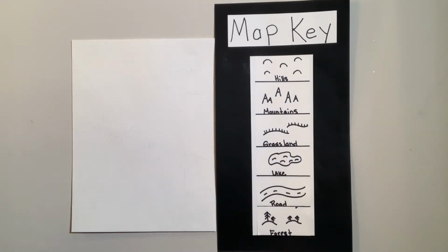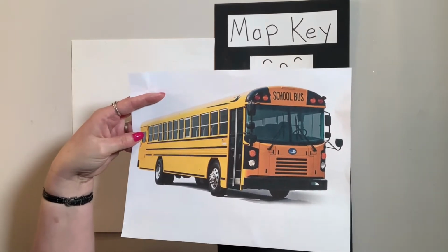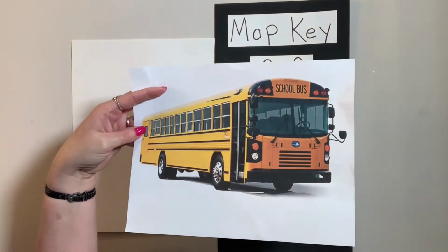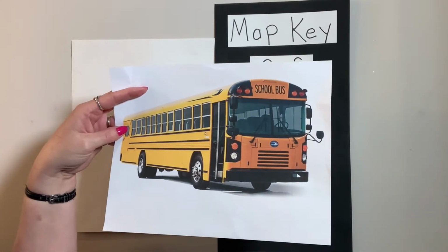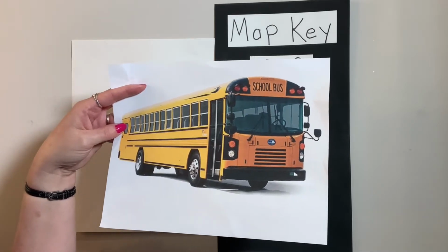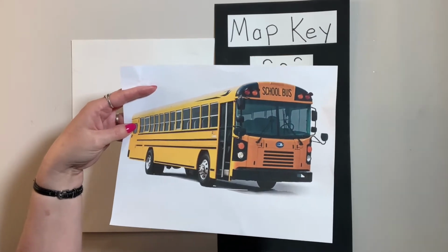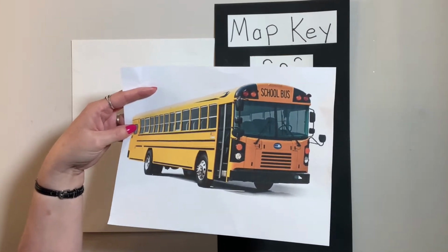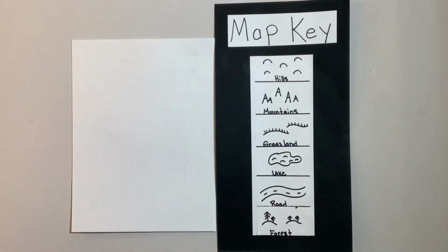So let's get started. Do you remember where you were just a few minutes ago when I had you get on something? Well, if you remember that you were on a school bus, that is correct. You should be settled in your seat and ready to go on a bus ride. Now remember, we're just going to use our imaginations for this. We're going to pretend that we are going through our community. We're going to be looking for buildings, houses, and we're going to be adding some map symbols to our picture. And let's get started.